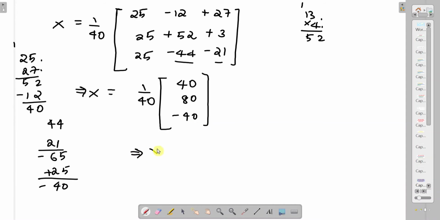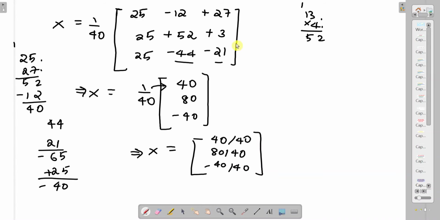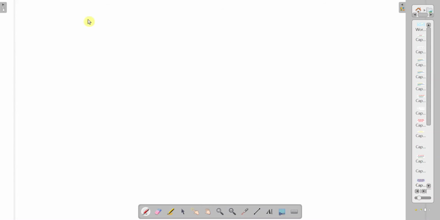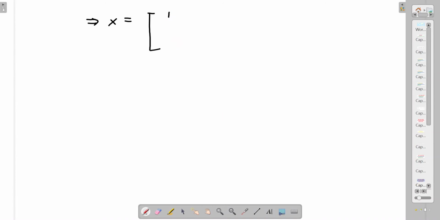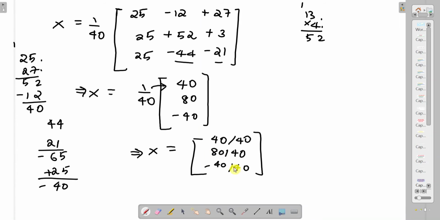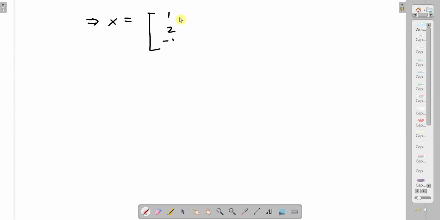So this will imply X is equal to 40 divided by 40. Scalar we are taking inside the matrix. Then 80 divided by 40, and then minus 40 divided by minus 40. Okay, so X will be nothing but equal to 40 divided by 40 is 1, then 80 divided by 40 is 2, and minus 40 divided by 40 is minus 1.